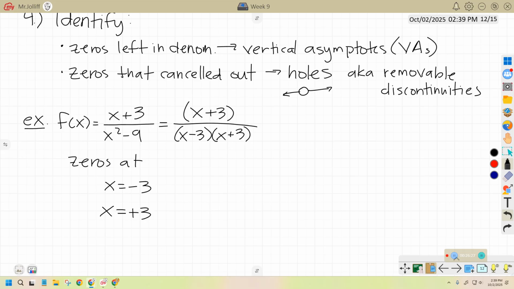I'm going to look at what's left. What cancels is a hole. What's left is a vertical asymptote. So let's reduce. In my rational function, in factored form, what cancels? X plus 3. I see one on top. I see one on bottom. Therefore, which one of those does that correspond with? X plus 3 means x equals minus 3. Yeah, that's this one here. He canceled. Therefore, he is a removable discontinuity. He is a hole. The one that's left, x minus 3, which gives me a zero at x equals 3, is a vertical asymptote.